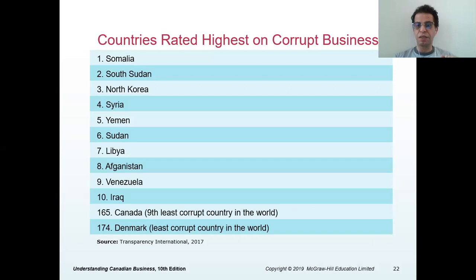Countries rated highest in corrupt business. Funny thing, you look at it, they're all in the third world countries, and most of them Arabian countries, or a Muslim country, I don't know why. Anyway, the number one is Somalia. Iraq is number 10. And then Canada is 165. And then the least corrupt one is Denmark, which is the most transparent country in the world.